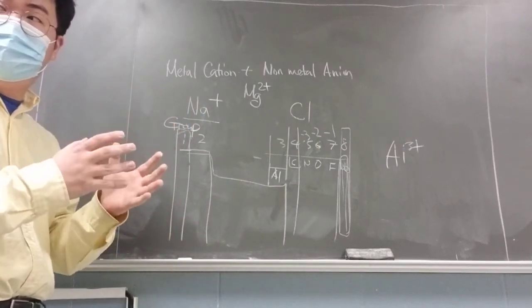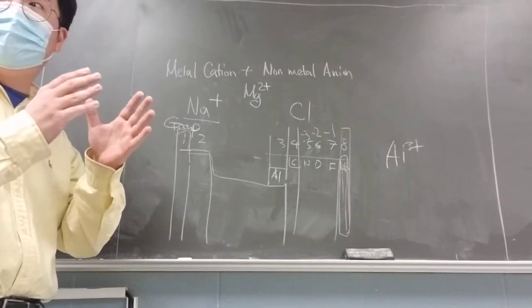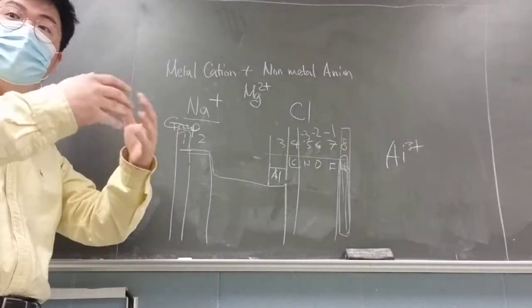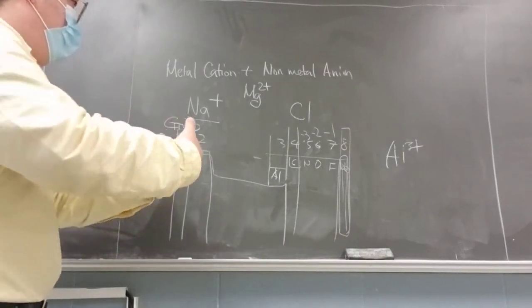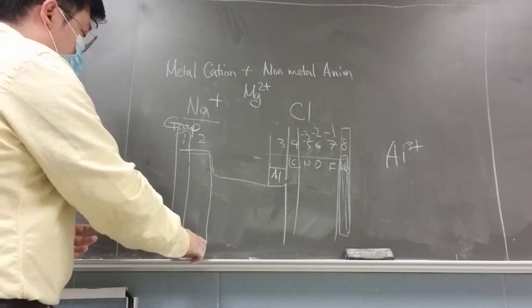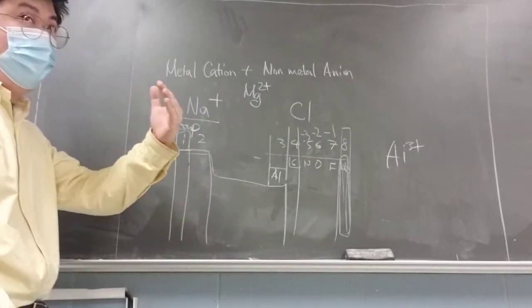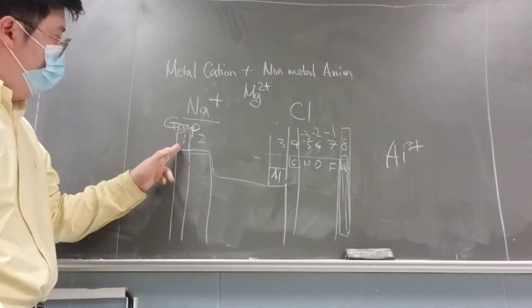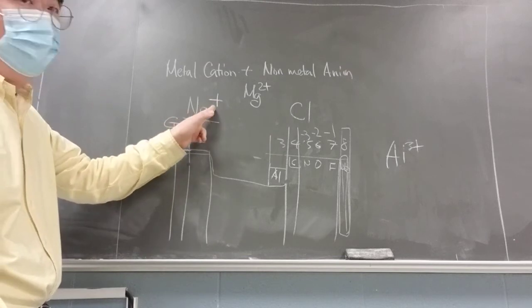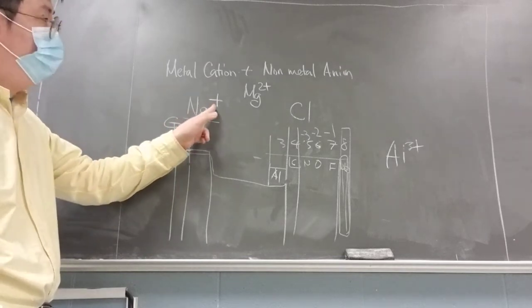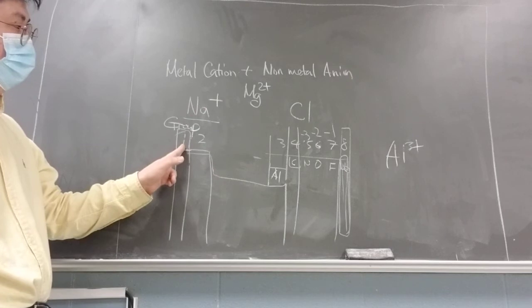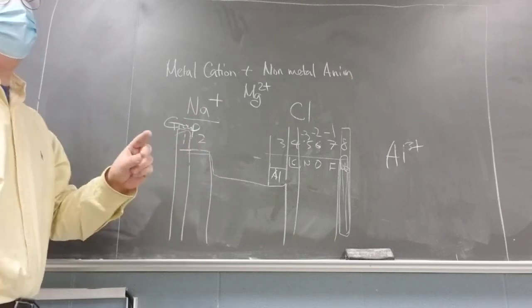But for now, I just want you to know, once again, sodium is the metal. Because it's on the left side of the periodic table, that means it's going to be a cation. That means it's going to be a positively charged ion when it's dissolved in water and some ionization happens. But it's group 1, so the positive charge on the ion will be just 1, because it's in group 1.